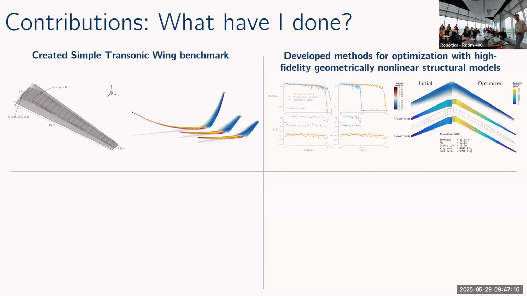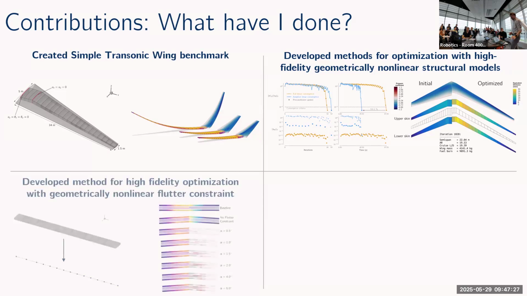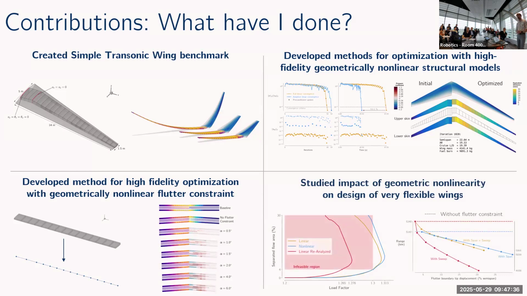And then I developed some new methods. First of all, for aerostructural optimization, where we include geometric nonlinearity in the detailed structural model. And then when we include geometric nonlinearity in this flutter constraint. And then finally, I didn't just develop these tools. I also went out of my way to try and figure out if and when we should actually care about geometric nonlinearity.